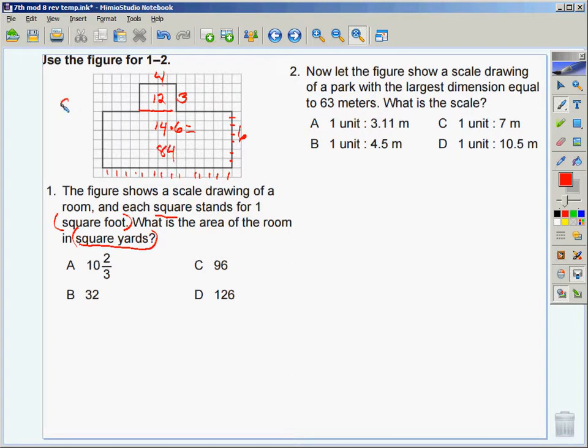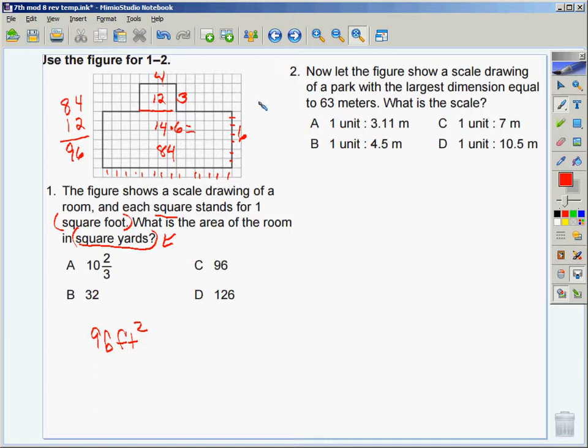And a lot of people are going to think that what I had to do is take 84 and add 12 to it and get 96. But that would have given me 96 square feet. It asked me for how many square yards?